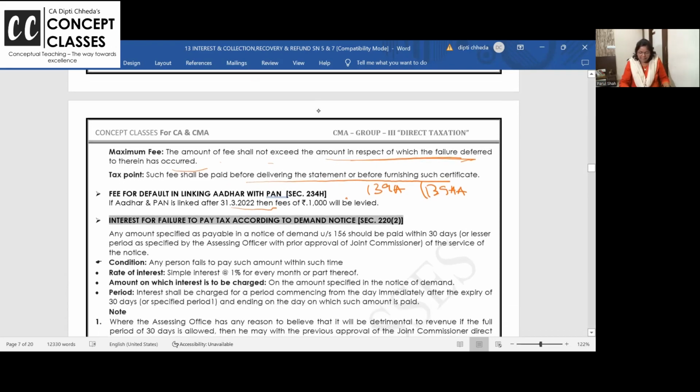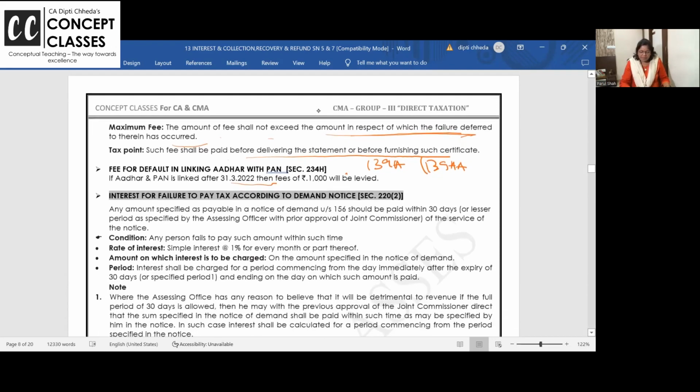Clear? Right? Next is 234H. Forward interest, 234A, B, C, D interest. E, F, G, and H fees.